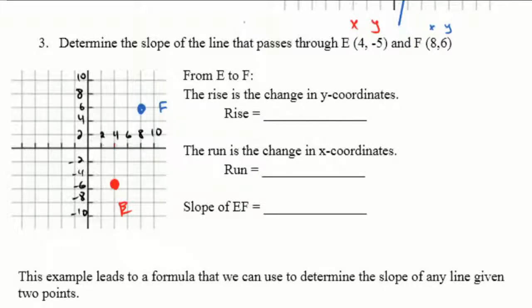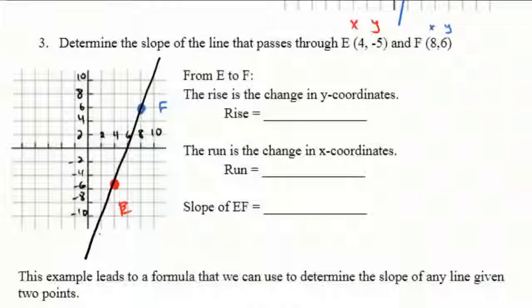All right, so I have 4, -5, and I have 8, 6. All right, so I have 2 points here. I'm going to connect them with a line, because it says a line goes through these 2 points. Ooh, that was a good line. Look at that, right through those. Good for me. All right, now I need to figure out the slope.